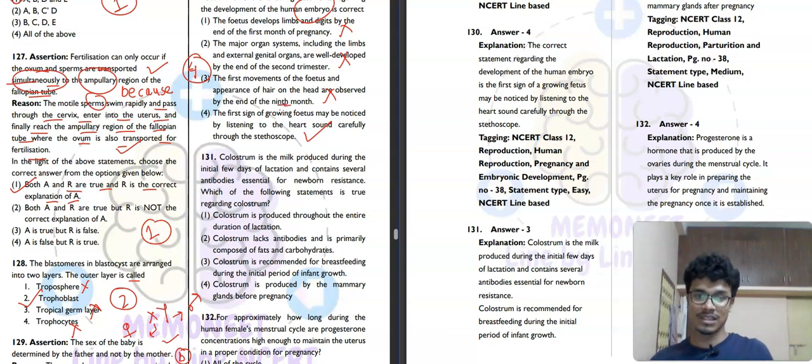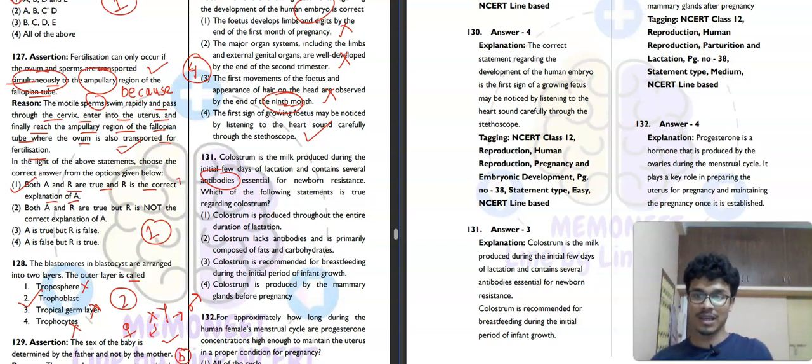And this is seen basically in the 5th month of pregnancy, not in the 9th month. So you can just read all of this. Now question 131. Colostrum is the milk produced during the initial few days of lactation and contains several antibodies essential for newborn resistance. Which of the following statements is true for colostrum?